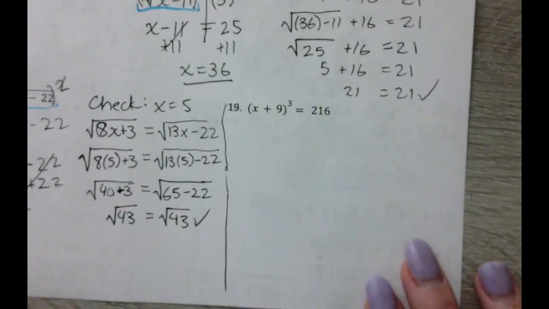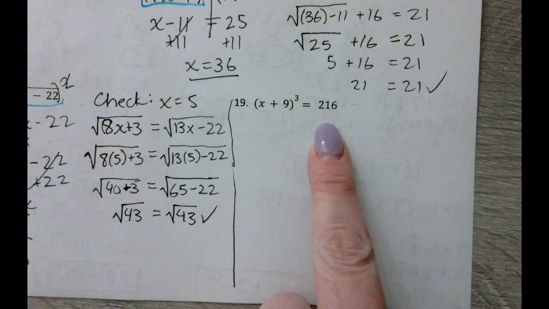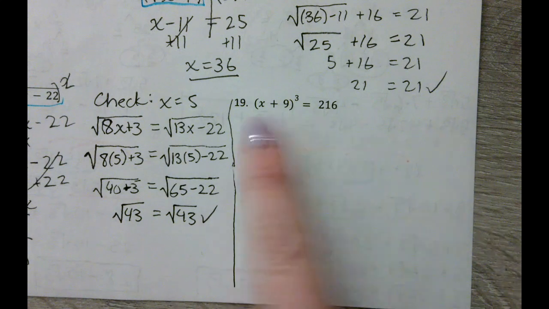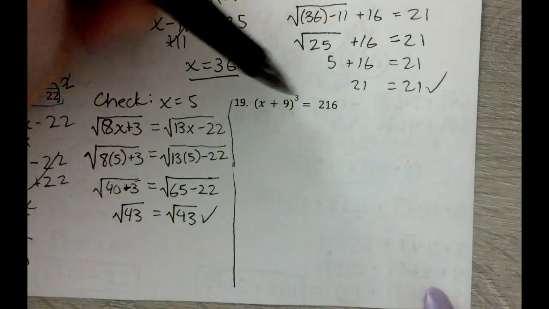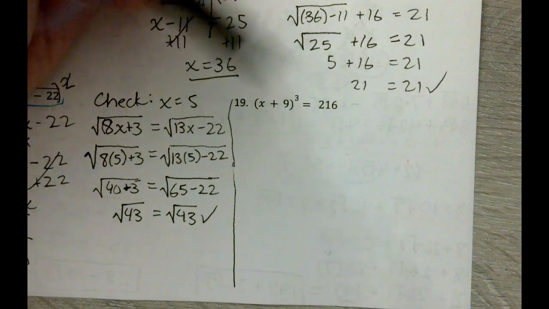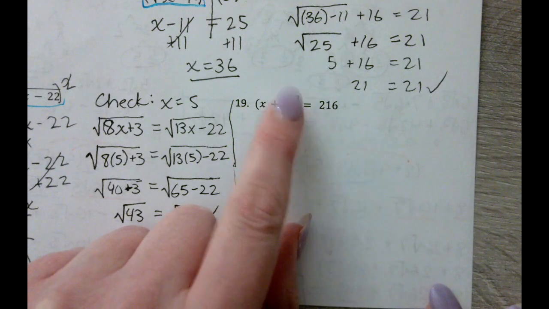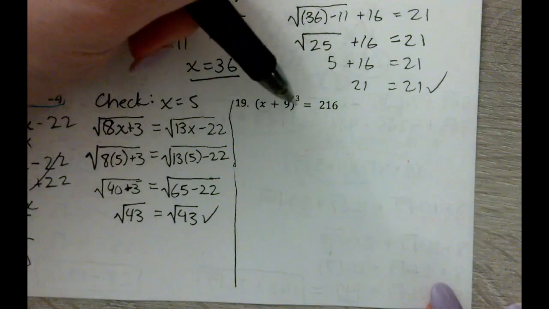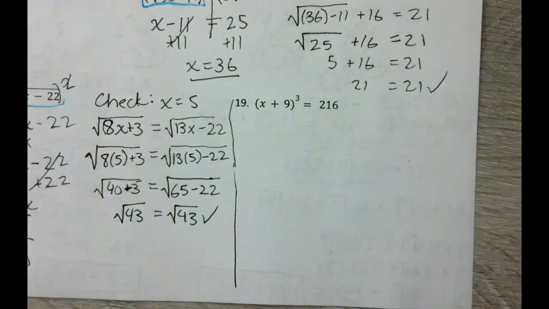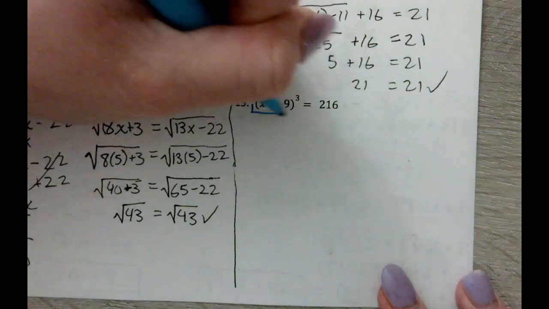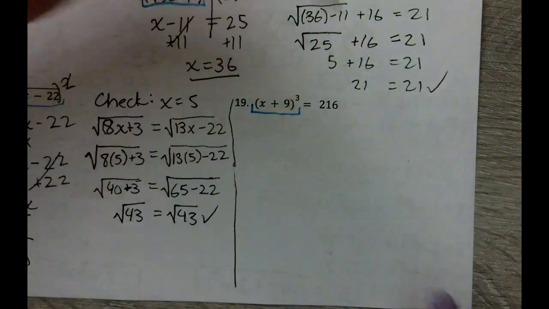Number 19. X plus 9 cubed equals 216. There are a couple approaches you can use here. I'm going to kind of cheat, if you will. When you have an exponent, if you want to get rid of it, you just do the reciprocal. Now this is a 3. Let me back up. Our original goal would be to get this by itself, but we already have that. So let's get rid of the exponent.